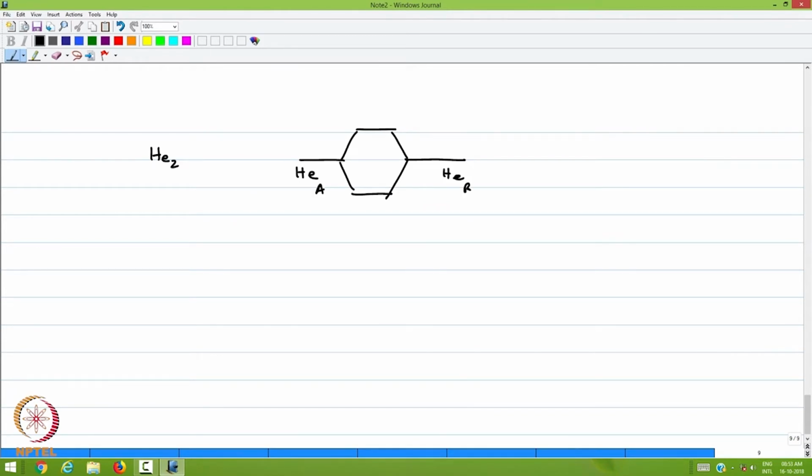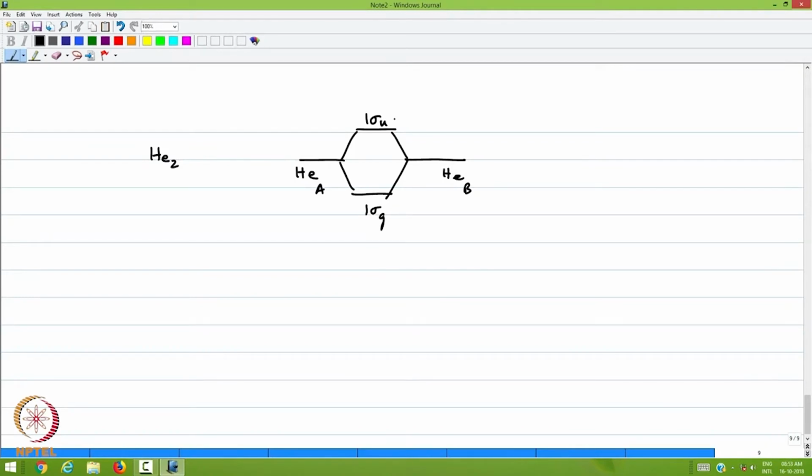Helium A, helium B, this is 1 sigma G, this is 1 sigma U. This is possible only for the homonuclear diatomic molecules, because when you interchange the coordinates of all the atoms, this is what happens. In the case of heteronuclear diatomic molecules, we do not have the G/U symmetry. The labels are simply pi, sigma, etc.